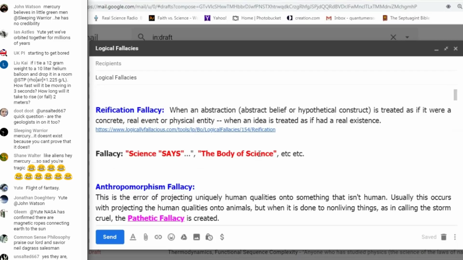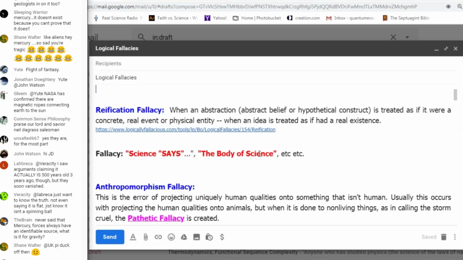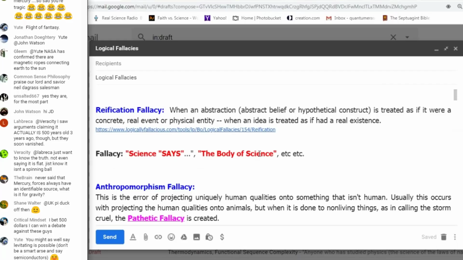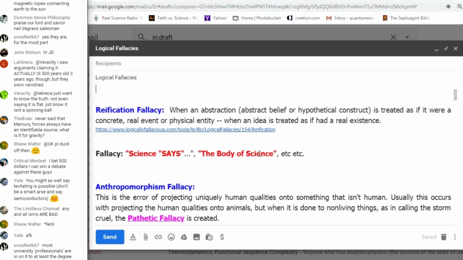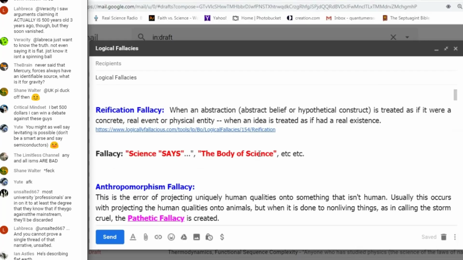So, a reification fallacy. This is when an abstraction or abstract belief or a hypothetical construct is treated as if it were a concrete, real event or a physical entity. It is when an idea is treated as if it had a real existence. And the headliners obviously are the "science says" or "science does this, science constructs." And listen, it doesn't do any of those things. Science is a concept. It's the scientific method. It doesn't say, it doesn't dance, it doesn't run, it doesn't jump, it doesn't do the hokey pokey, right? It's a method. It's not doing those things. That is a reification fallacy.